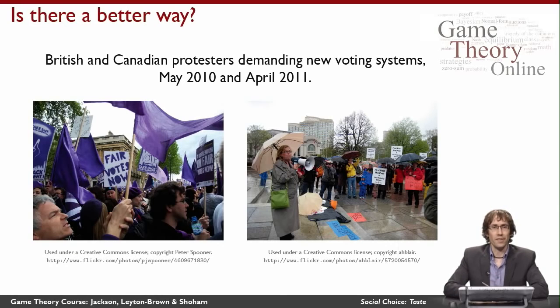Indeed, recently there have been popular movements around the world demanding new voting systems. Here I'm showing protests in London and in Ottawa by British and Canadian citizens who think that they should have new voting systems that do a better job of taking their whole preferences into account.